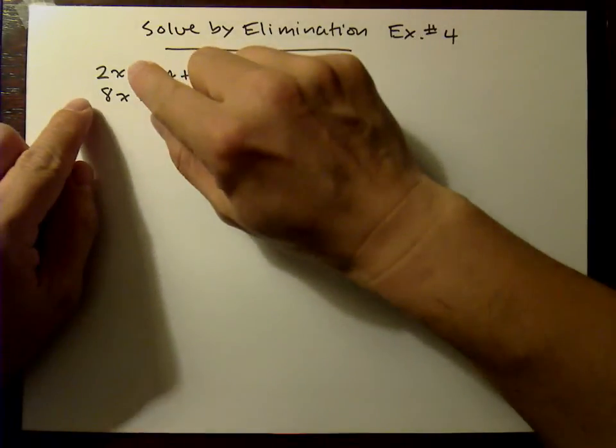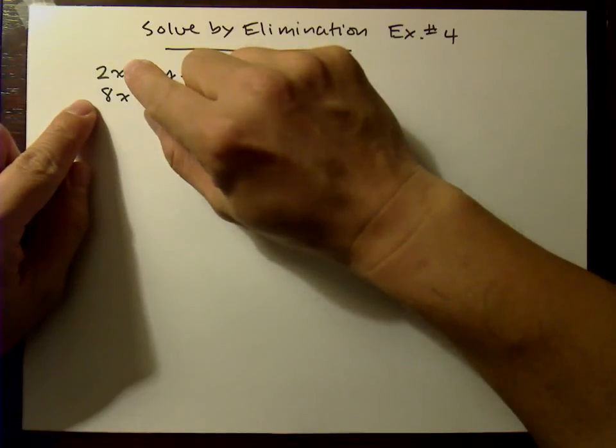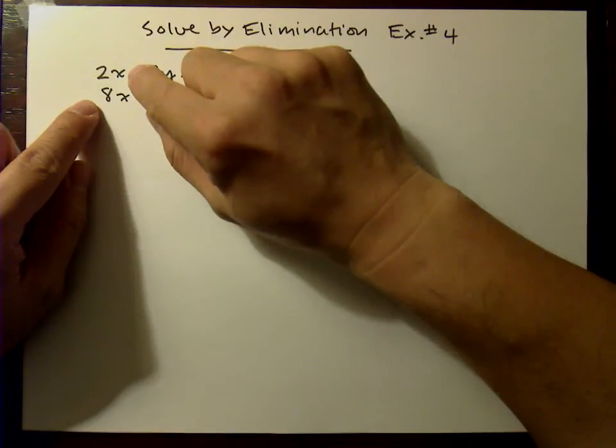Let's start by looking at the x terms. Is there an integer by which you can multiply the smaller x term to make it look like the larger x term? The answer is yes. We can multiply 2x by 4 to make it look like 8x in the lower term. So let's do that. Let's multiply the top equation by 4.